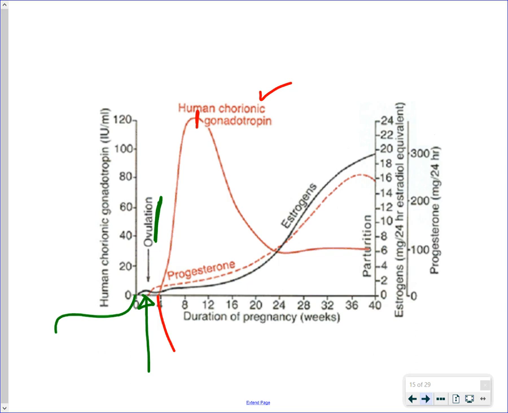The only time that this should really be produced is when a female is pregnant, because it is only produced by the trophoblastic cells that we find on the outside of the blastocyst.